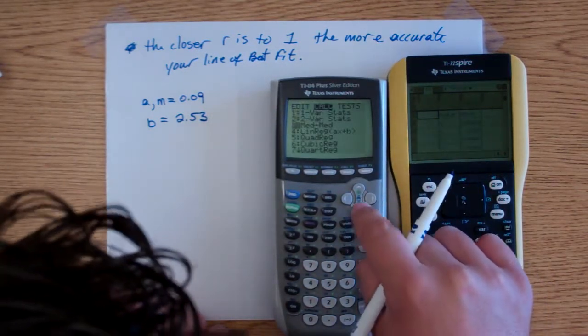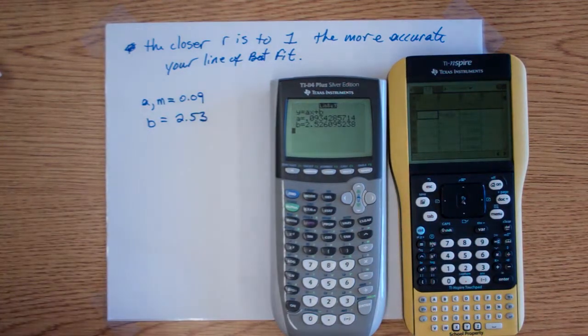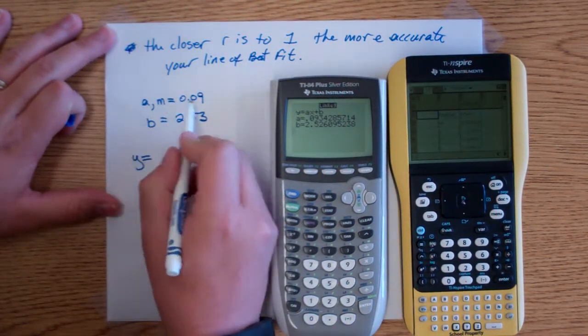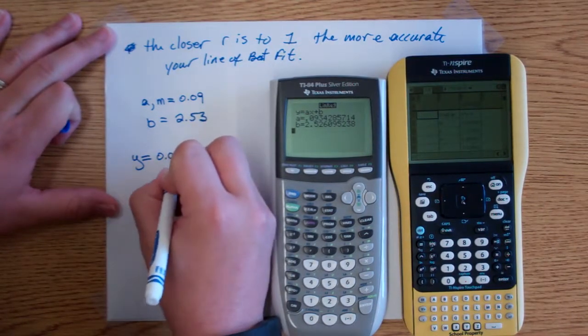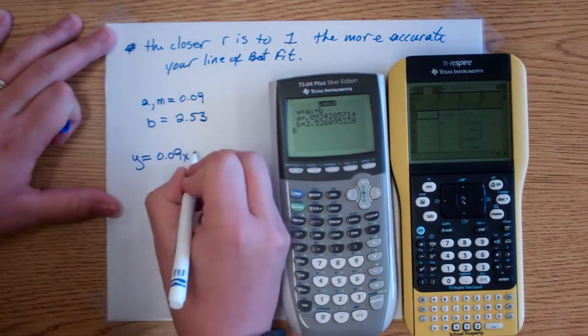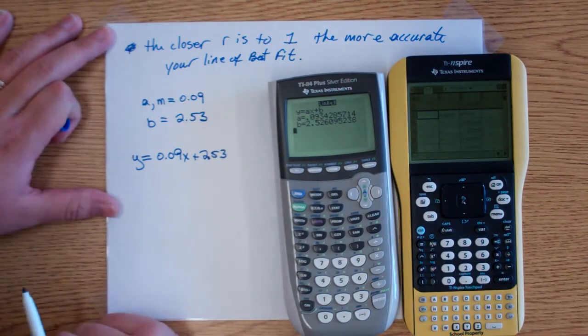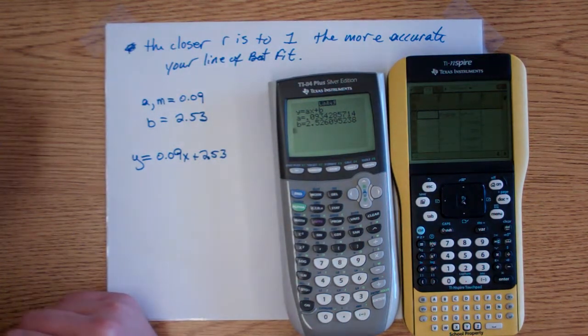I'm going to have to bring it back. Give me a second. Won't take me very long. There we go. Got it back now. So now you can write your equation. Y equals M or A, depending on what calculator you have, which is 0.09x, and then plus 2.53. All right, so that is your equation.